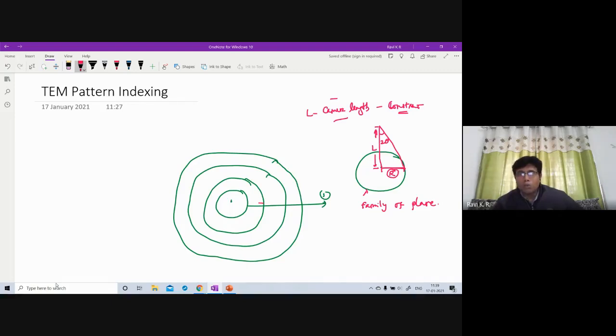Let's say you do this one, this is R1, this is R2, this distance is R3, and this distance is R4. If you know all these values, automatically it will become a constant at some point. We'll discuss that point at some point of time. So this constant you can get. This is what we call the camera length, which is actually a constant.